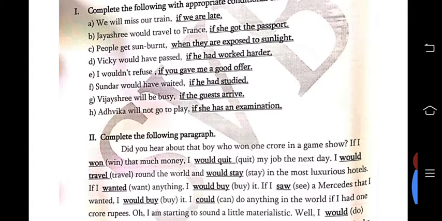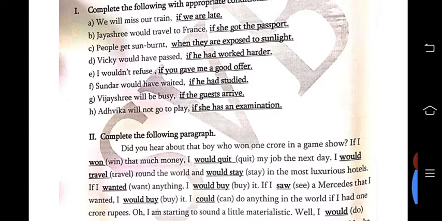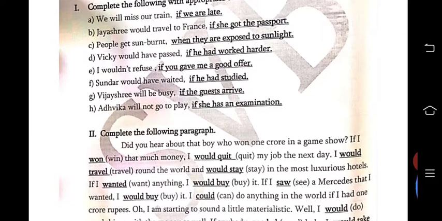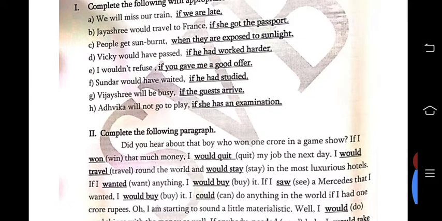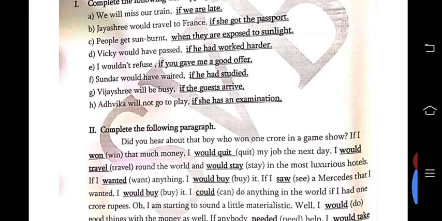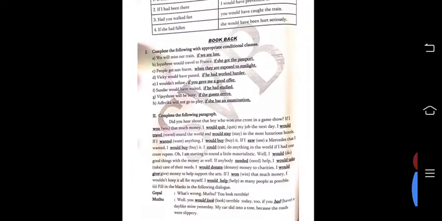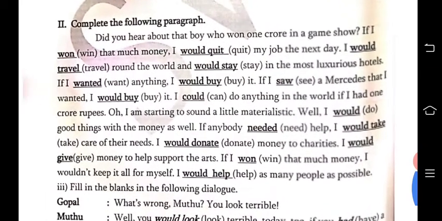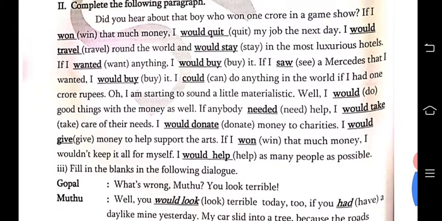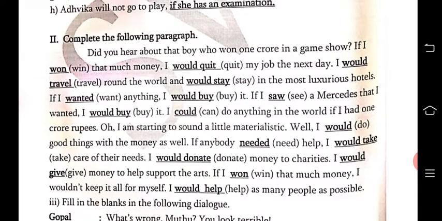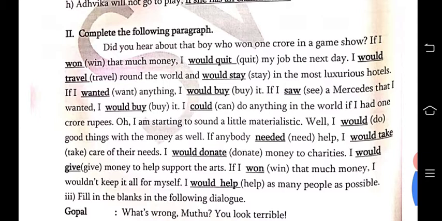And then Sundar would have waited if he had studied. Again, third conditional. Vijayashree will be busy if the guests arrive. Advantika will not go to play if she has an examination. Okay. And so these are all the paragraphs they have given in the textbook. You just take a screenshot and you can write it in your textbook. Just practice, okay, with the help of these answers.